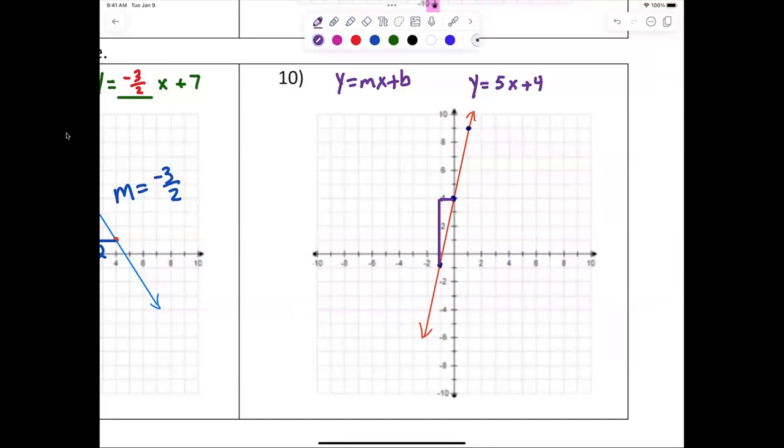Anybody have any issues with that? 5/1 is the same as 5. All right. Yeah, it doesn't matter. Anybody have any questions so far?